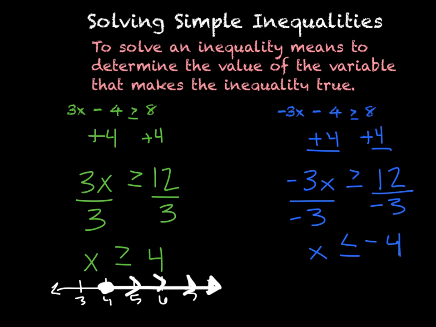So if we drew our little line, let's do negative 4 here, negative 5, negative 6. It is equal to this time, so it's a filled in circle, and then it's less than, so we're going to the left. And that's it. We have a cool little story that we can tell you to explain why this flips when you either multiply or divide by a negative. So we'll cover that in class.